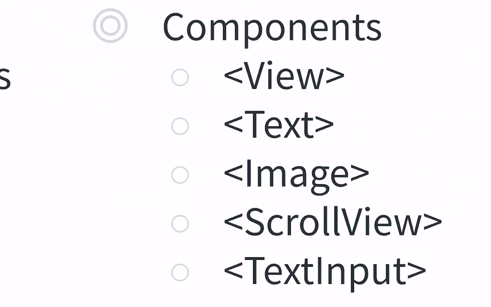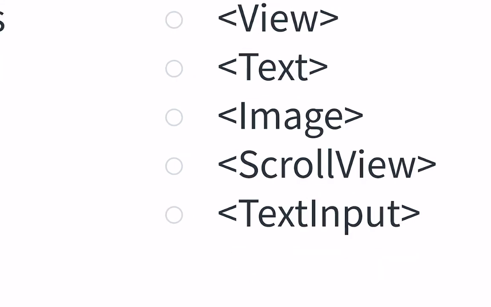So now we have components. These are going to be the actual pieces of code that are going to be in your React Native app. So we have your view, and if you've done any front-end web development before, this is analogous to your div container. So view is basically just your most general container. You can put anything inside, and it comes with no really built-in functionality, so it's very general.